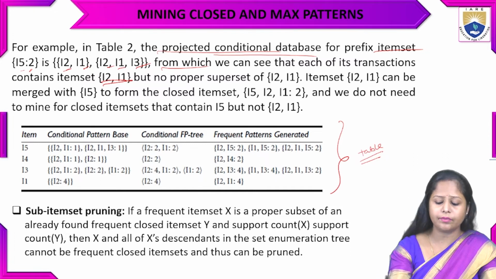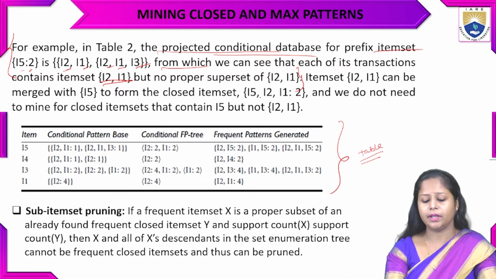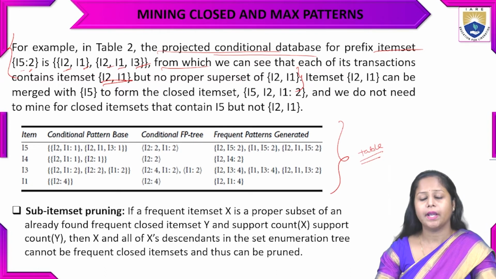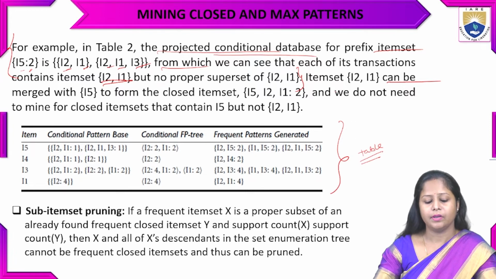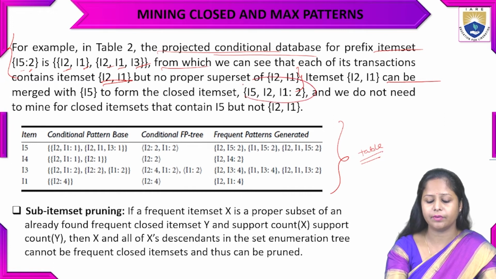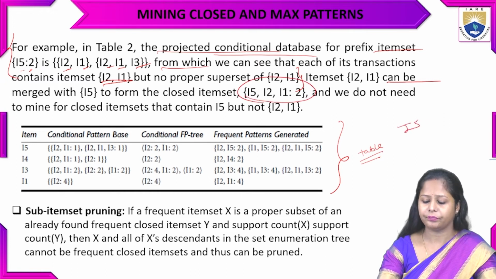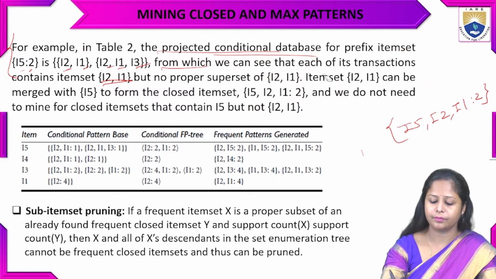That was the condition we need to check first for the item merging. Here we have checked that condition, and after that item set I2, I1 can be merged with I5 to form the closed frequent item set. So the closed frequent item set will be I5, I2, I1 with support 2.